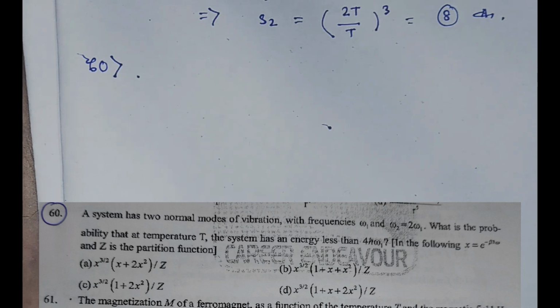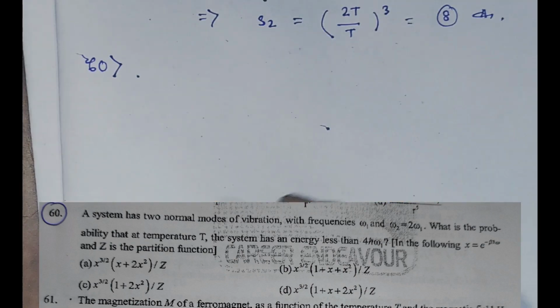It is given that a system has two normal modes of vibration with frequencies omega1 and omega2 equal to 2 omega1. What is the probability that at a temperature T the system has energy less than 4 h cut omega1? In the following, x equals e to the minus beta h cut omega and Z is the partition function. So first of all, two normal modes of vibration exist, and the frequencies are different. One is omega1 and the second one is omega2.